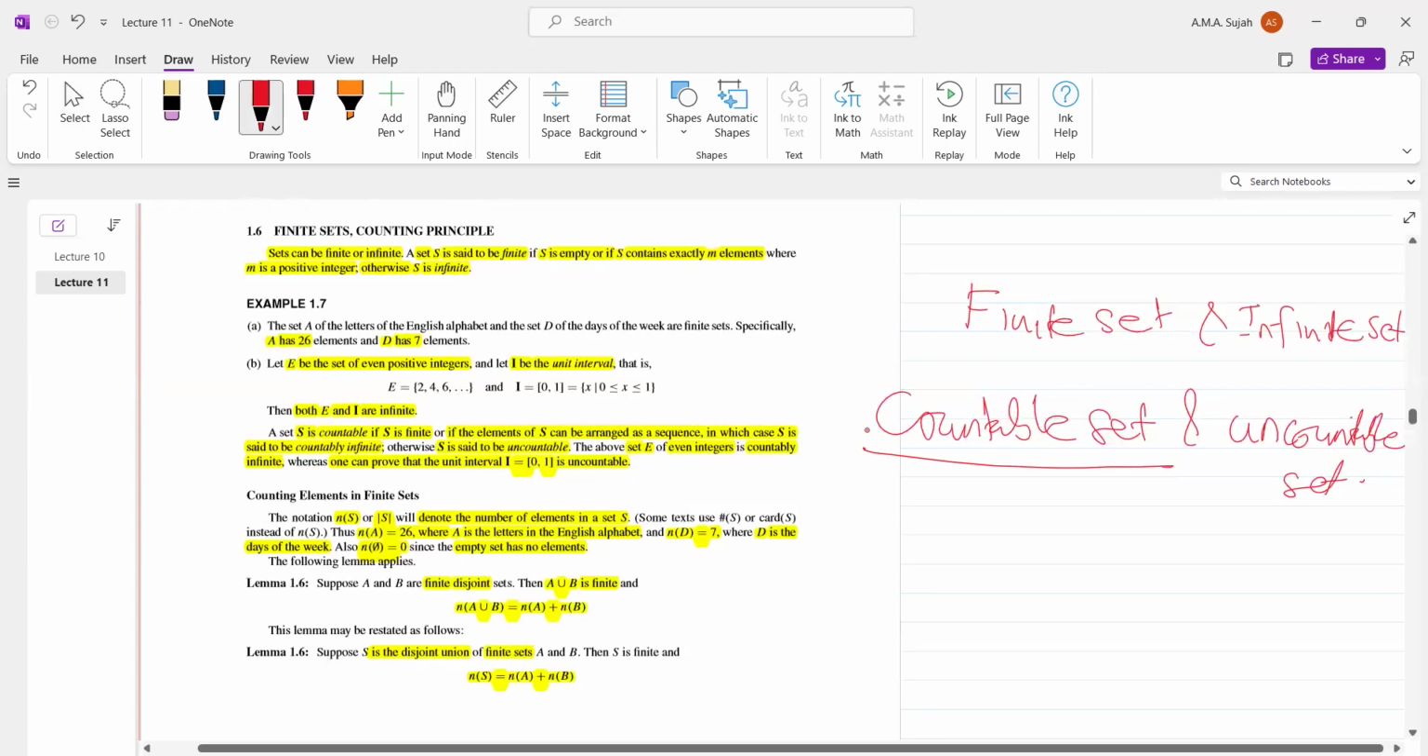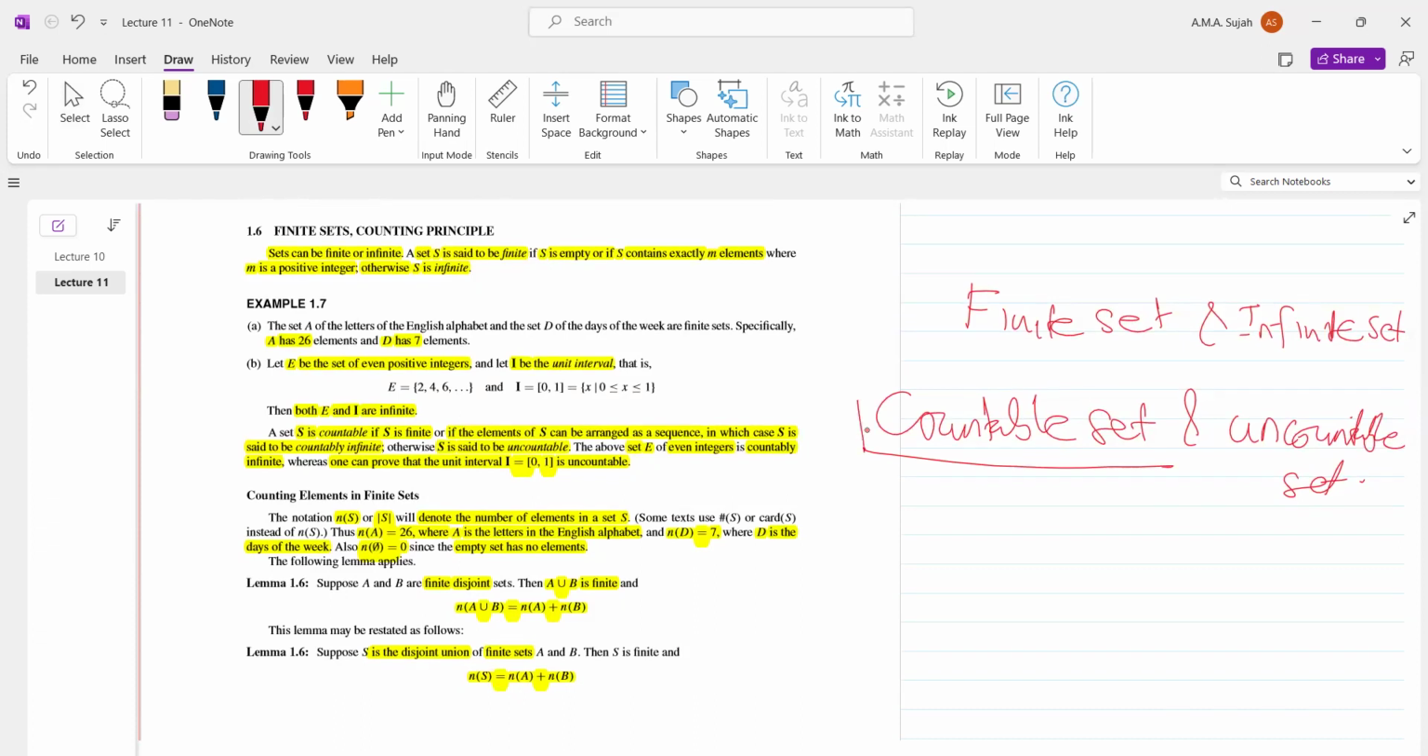If any set becomes a finite set, we can say that is a countable set, right? How can you find out the countable set? You need to check whether this set is a finite set or not. If a set is a finite set, then we can say that is a countable set, right?